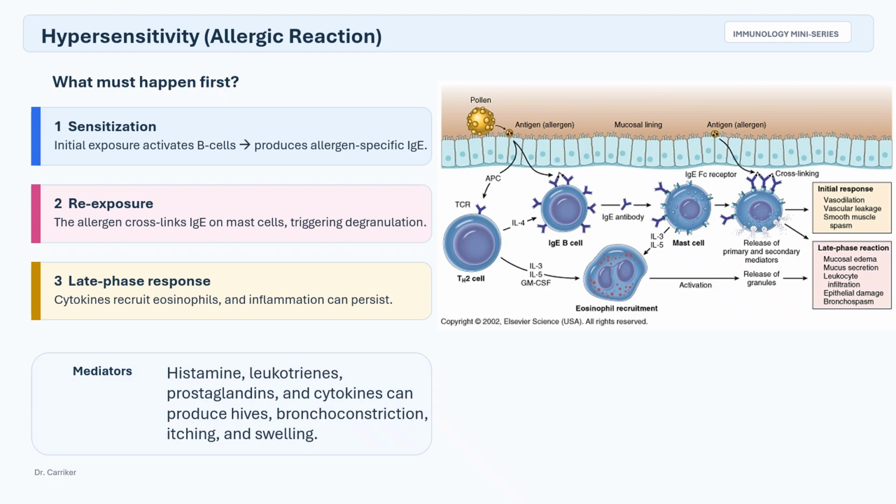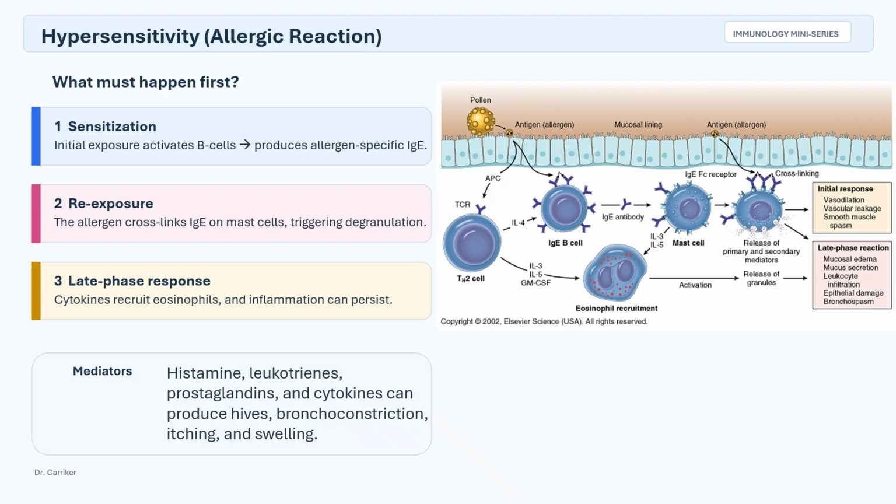So the first step in this process is sensitization. An initial exposure activates B cells, and on the initial exposure, this is going to cause the B cell to produce allergen-specific IgE. That IgE then binds to receptors on mast cells, essentially arming them for future encounters. The patient may not have a dramatic reaction yet, but the system is being primed.